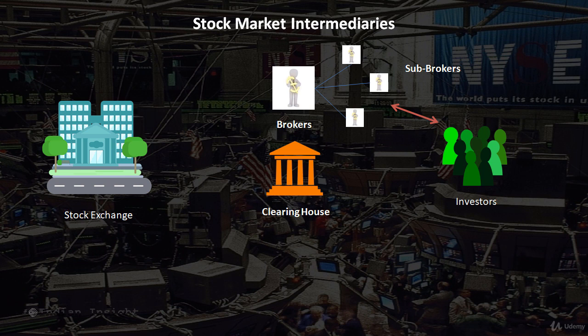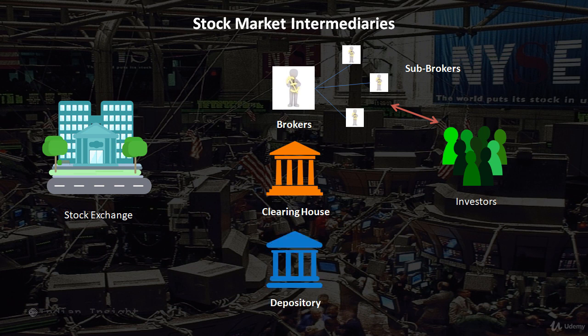The second intermediary is the clearinghouse. The clearinghouse conducts the clearing process. They are independent entities who act as counterparty for all trades executed on the exchange. This means buyers transfer all the funds of the transaction to the clearinghouse and sellers deliver all the securities to them. This of course happens through the broker. Clearinghouses employ risk management systems to reduce the settlement risk between parties.